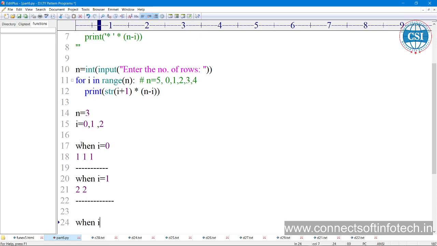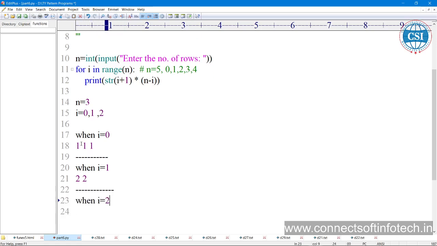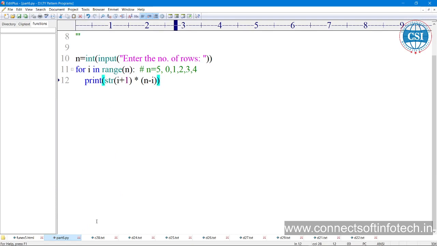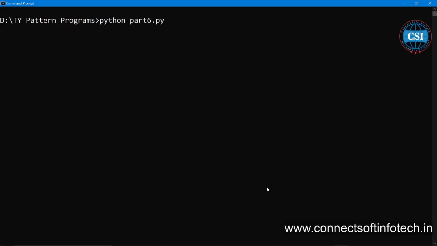Then when i becomes 2, str of i plus 1: i is 2, 2 plus 1 is 3. The number of times is n minus i. n is 3, 3 minus 2 is 1. So 3 will be printed only 1 time. This logic is working perfectly. Let us check the output now. It's an inverted right angle triangle.